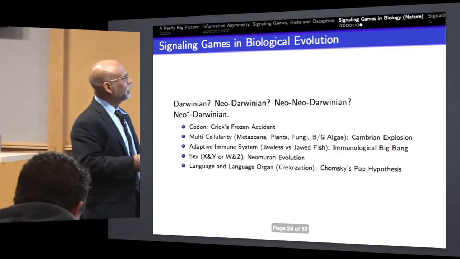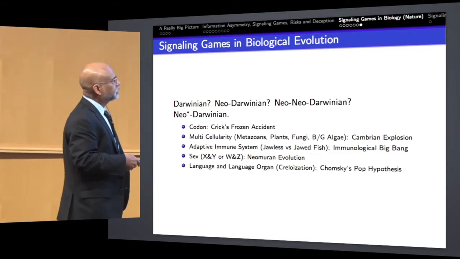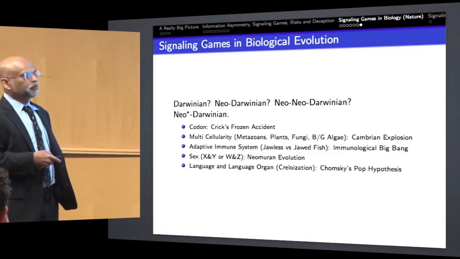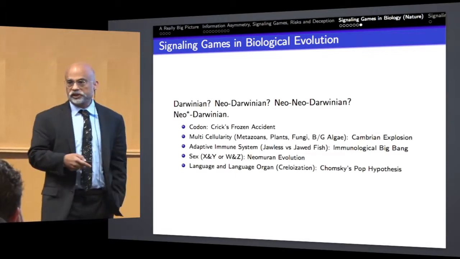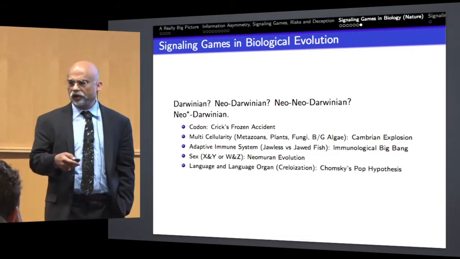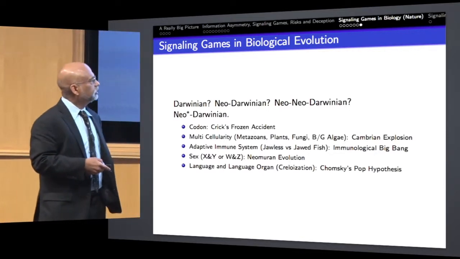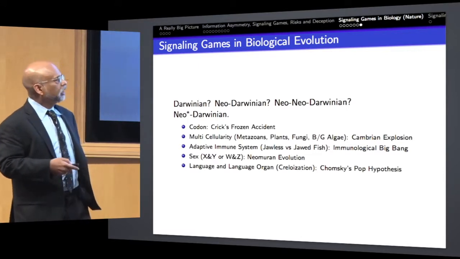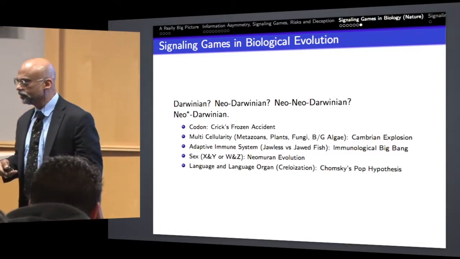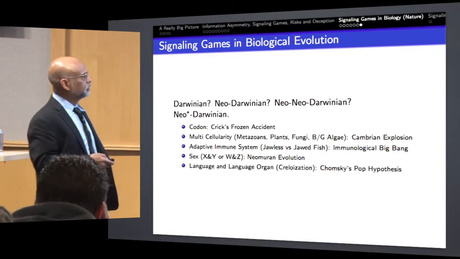Okay, so I'm going to go fast. But this is very common. So there are some examples. We saw codons, and that's called Crick's frozen accident. An accident happened, it froze. Multicellularity, there is Cambrian explosion. Adaptive immune system, which is different in jawless fish and jawed fish. It's called immunological Big Bang. Sex, we have X and Y, birds have W and Z. That came through a neomuron evolution. And the idea of language and language organs and Chomsky's pop hypothesis. So it's only in one species it popped up somehow magically. And it's a conventional communication system.